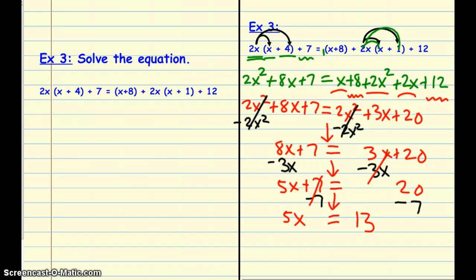And I divide by 5. Divide by 5. So x equals 5 goes into 13, 2 and 3/5 would be our solution to this problem. And so there you have solving equations and using what you know about multiplying monomials and polynomials.